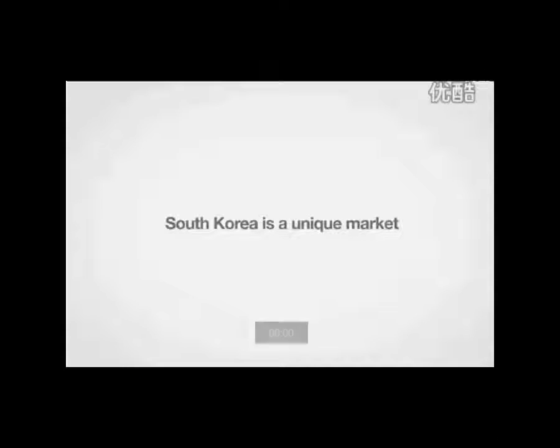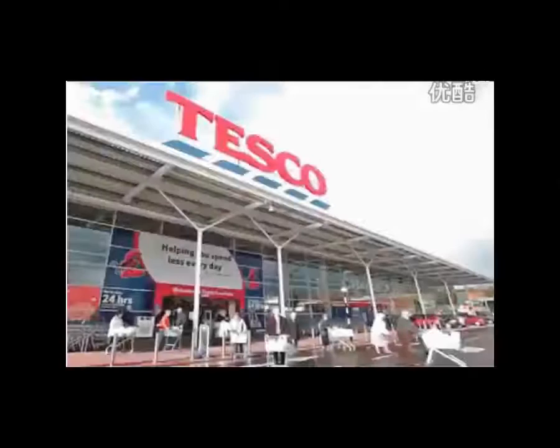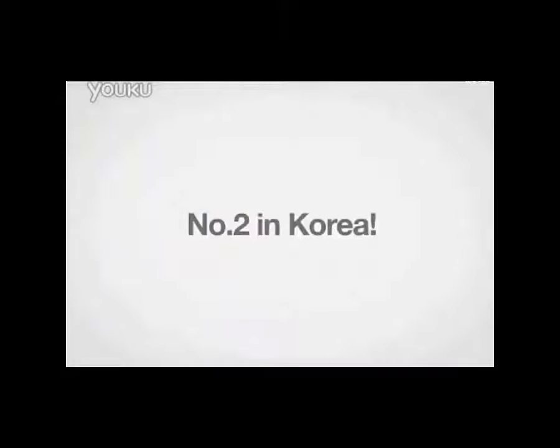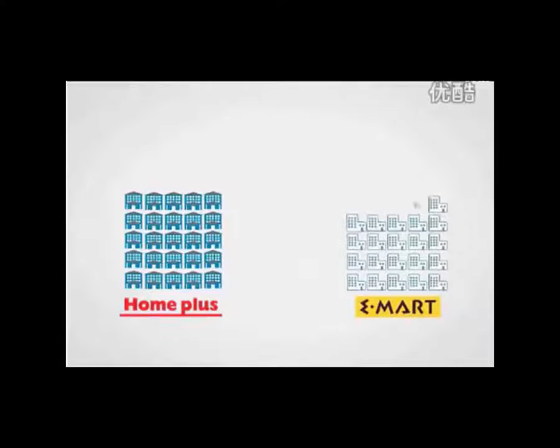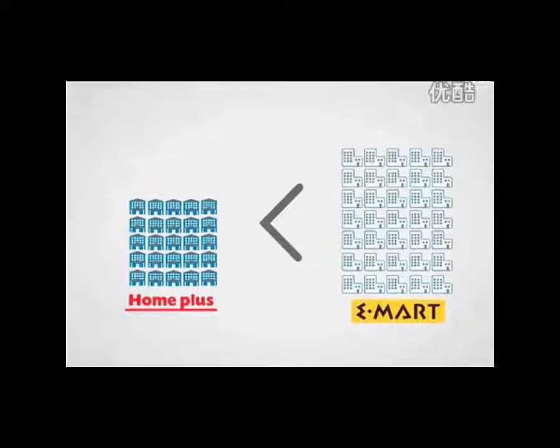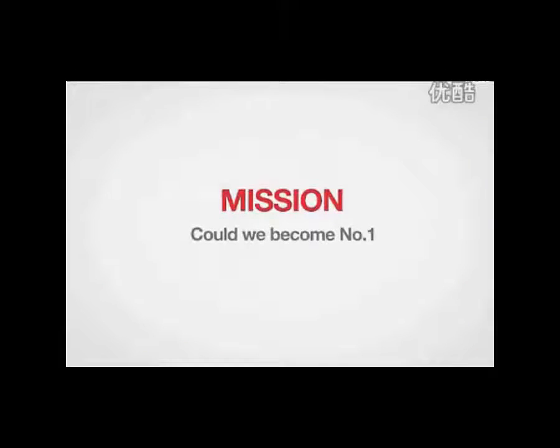South Korea is a unique market. Tesco has been evolving itself, adjusting to the local market. It even changed the name itself from Tesco to Home Plus. And at last, it grew to rank number 2 in Korea. But Tesco had to overcome one obstacle, a fewer number of stores compared to the number 1 company, E-Mart. Mission: could we become number 1 without increasing the number of stores?